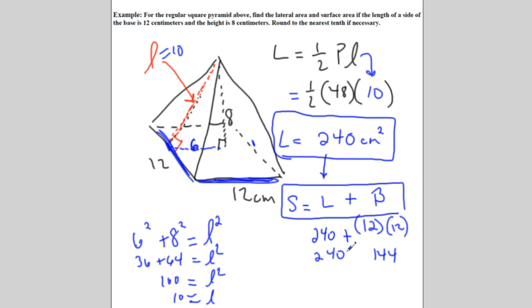You add that to the 240, the lateral area, so you add those two numbers together, and if I did my math right, it's 384 centimeters squared. This is the surface area. Okay? So the only difference is you have one base on a pyramid, and you have two bases on a prism.